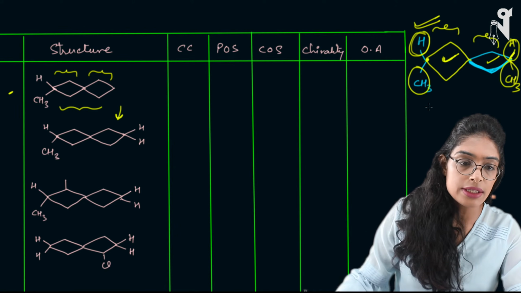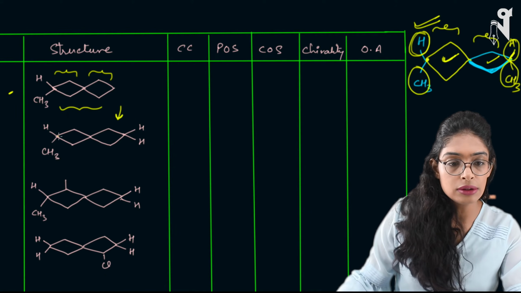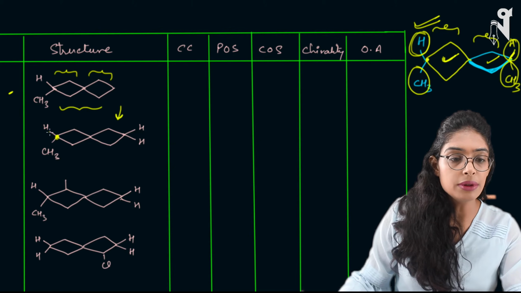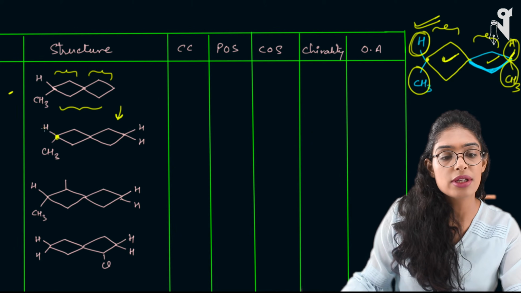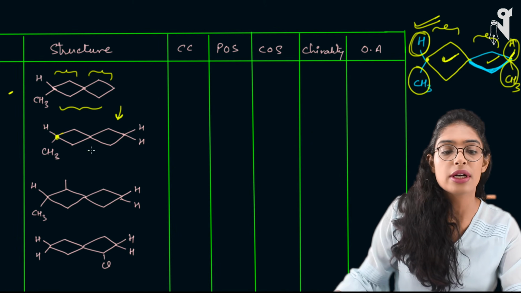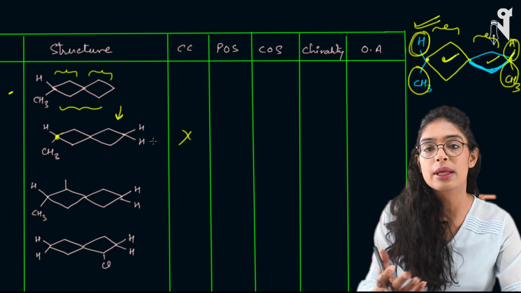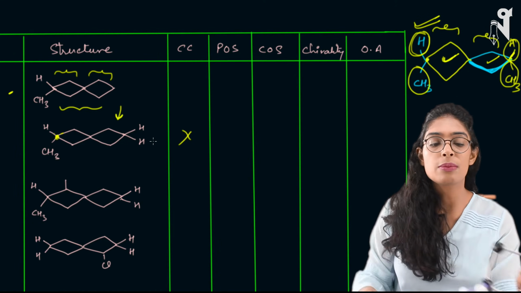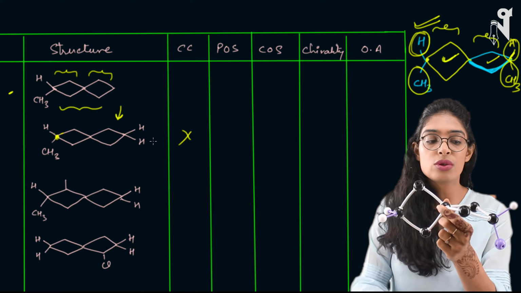So do we have any chiral centers here? This carbon has hydrogen and CH3 connected, but the rest of the chains are symmetric, so no chiral center. The rest of the other places don't even look like they can be chiral centers. Now let's talk about POS. So do we have POS over here?